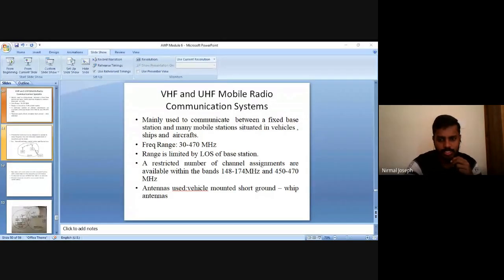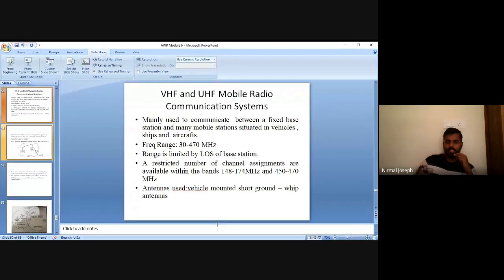You might have seen police and others using this. Normally police people have a handset in their hand and they communicate through that. That is only very high frequency and ultra high frequency mobile radio communication. It is mainly used to communicate between a fixed base station and many mobile stations situated in vehicles, ships, and aircraft.